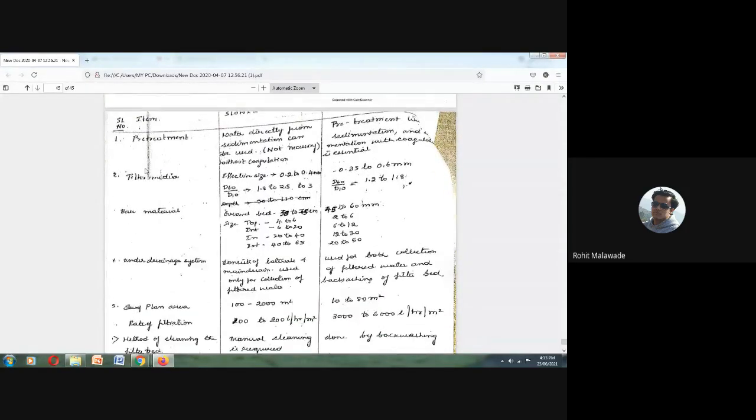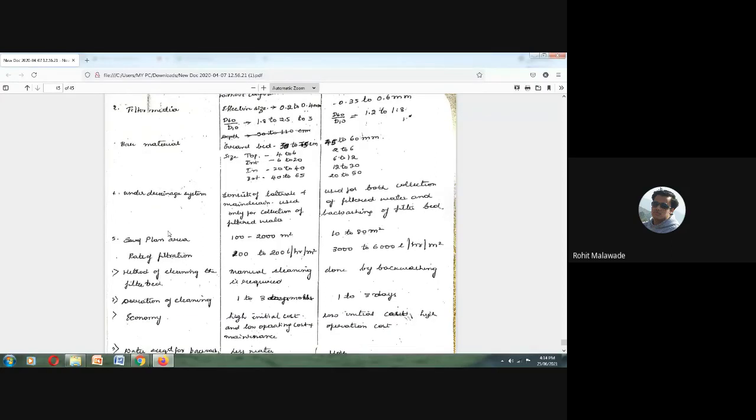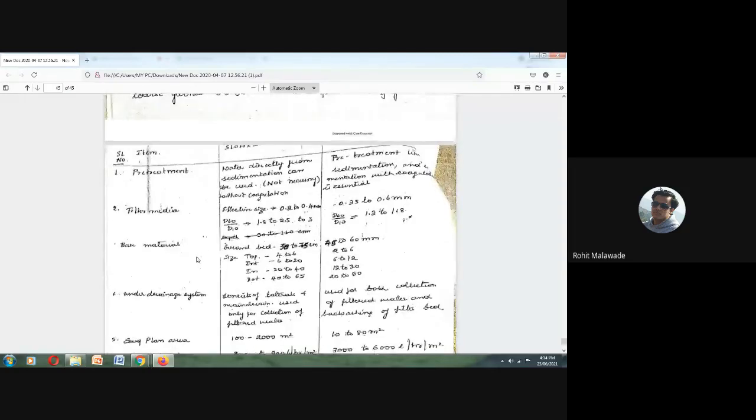Now, first, how we need to make the difference between these two is based upon the waste material, its efficiency, the area required, its rate of filtration, and then the method of cleaning, and what is the economy that is going to be involved in this. Based upon all these criteria, we are going to differentiate between the slow sand filter and the rapid sand filter.